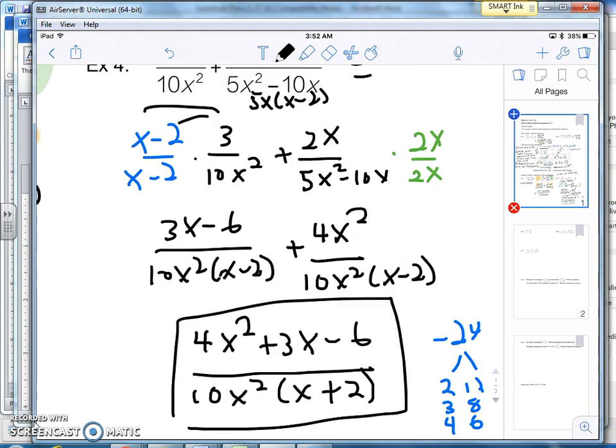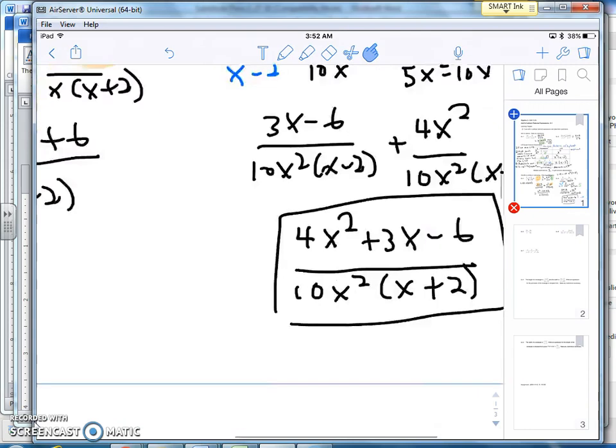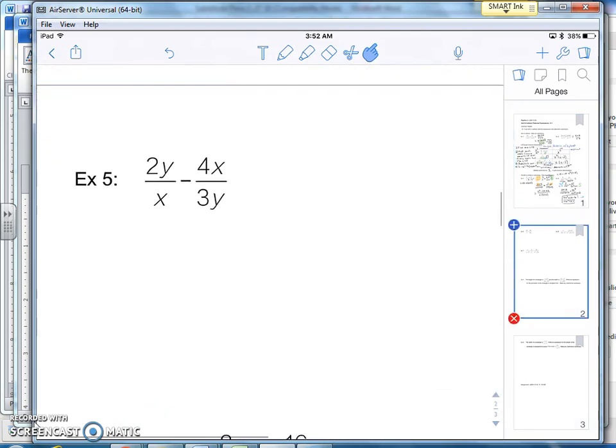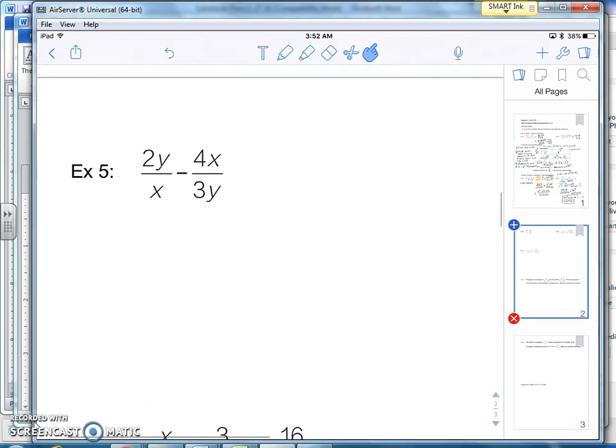I would hope you don't need to pause, since you would have had time to finish that off between videos. So I'm going to move on. Looking at example 5.